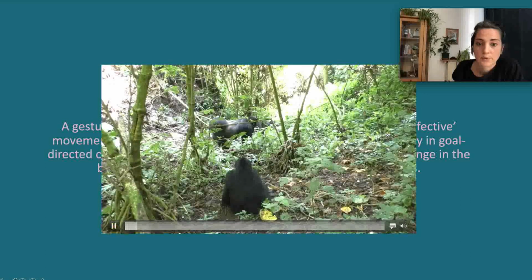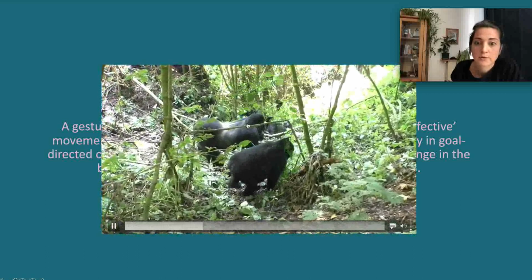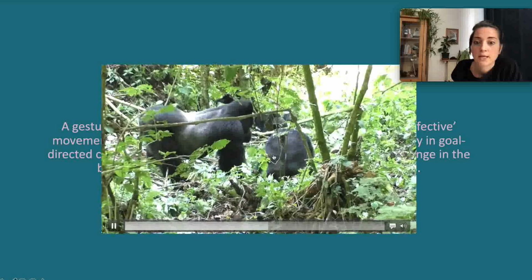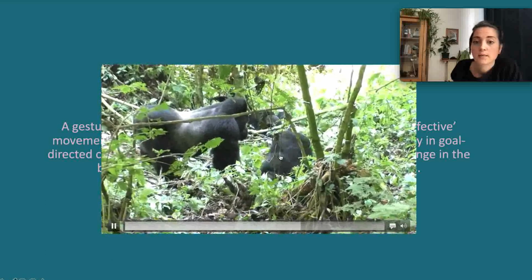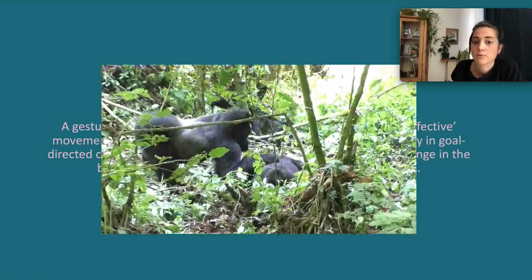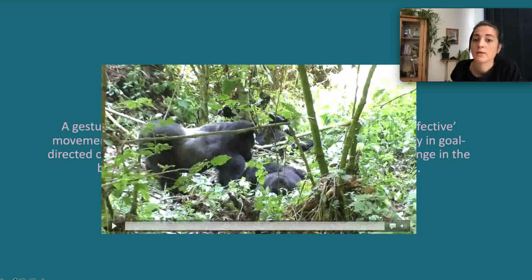This is an example of a gestural interaction. Thursday is approaching Mugisha, the silverback. She first looks at him, then turns around, looks again, then goes into a present, response waits, and then Mugisha starts grooming her. And as this made her cease her gesturing, this is interpreted as the goal of the communication. So the apparently satisfactory outcome for Thursday, the female here, was to be groomed by the silverback.